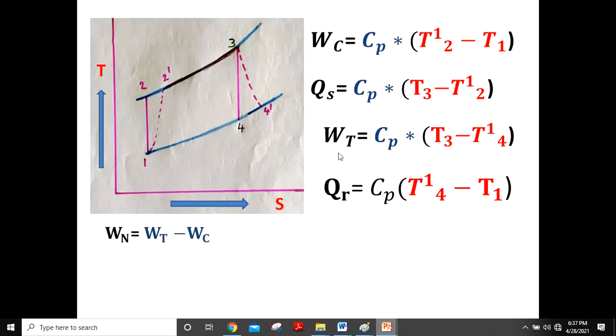Net work is equal to turbine work minus compressor work. Cycle efficiency is equal to W net divided by Qs. It is equal to 1 minus Qr divided by Qs.